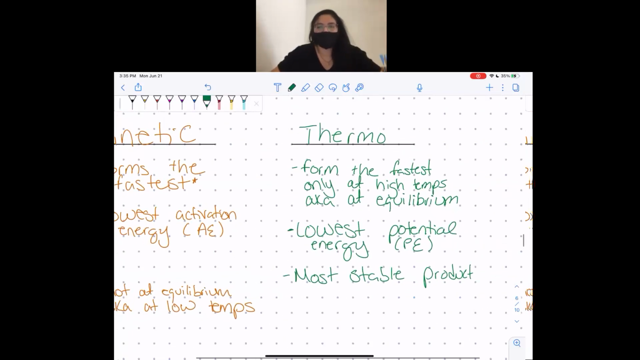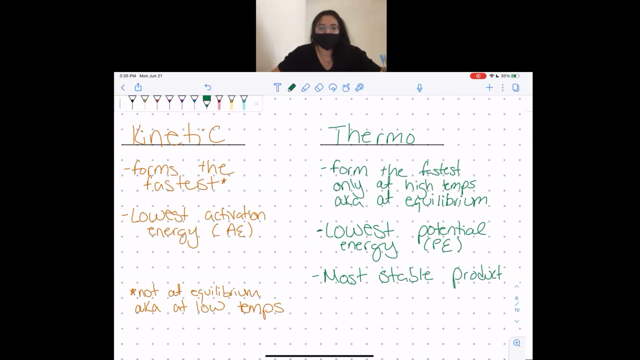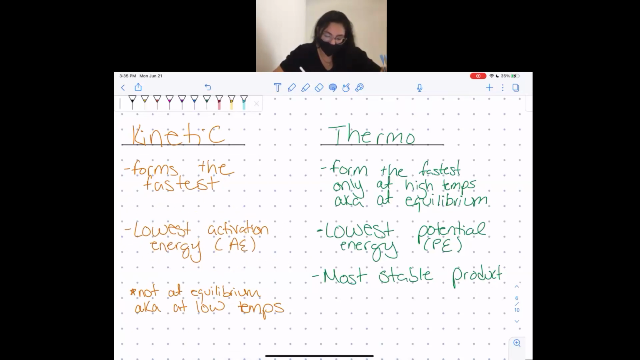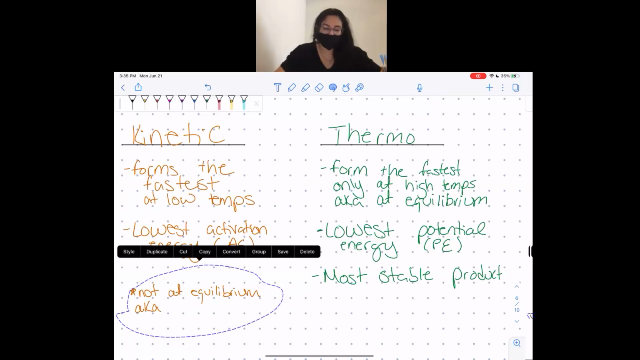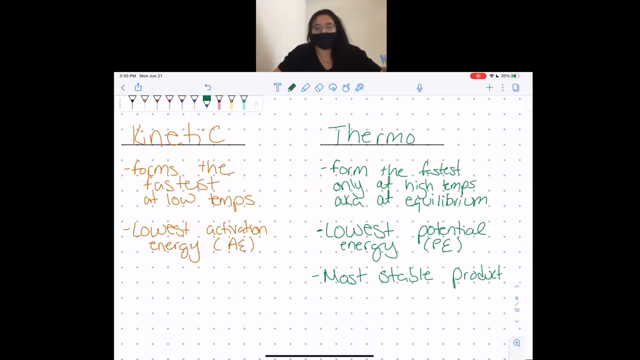Sorry, I had to move it around a little bit at the end. And just to make it look the same, I'll change this around a tad. I feel like I made it more complicated than it needed to be. So kinetic product has the lowest activation energy. Thermodynamic product has the lowest potential energy.